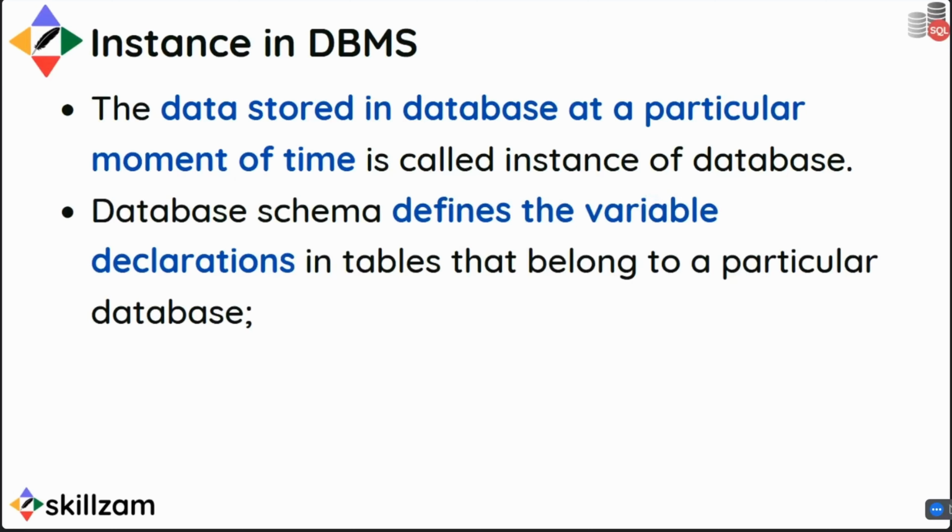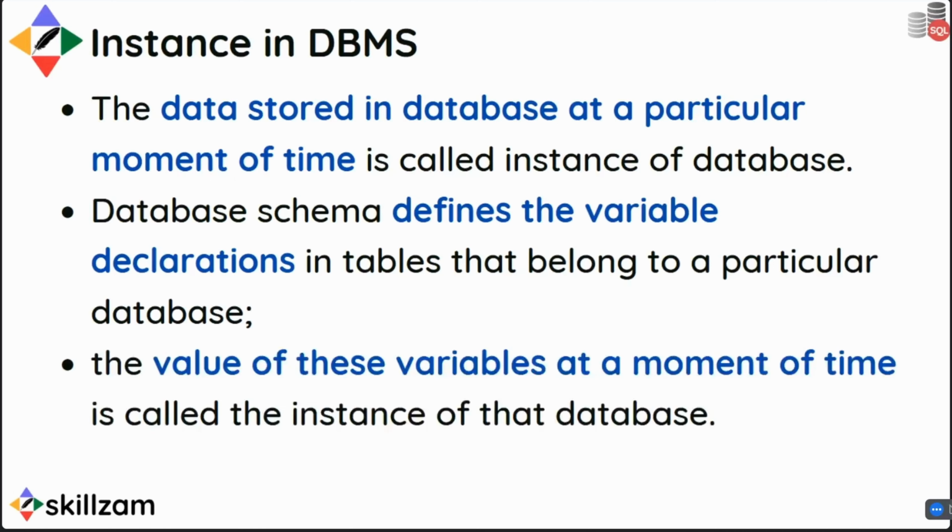And the next one is the database schema. Database schema defines the variable declarations in the tables that belong to a particular database. As you know, an instance is all about the data stored in a database at a particular moment of time, whereas the database schema defines the variable declarations in the tables that belong to a particular database. Hence, the value of these variables at a moment of time is also an instance of the database. So what it means is, understand that we talked about schema as the design of the database.